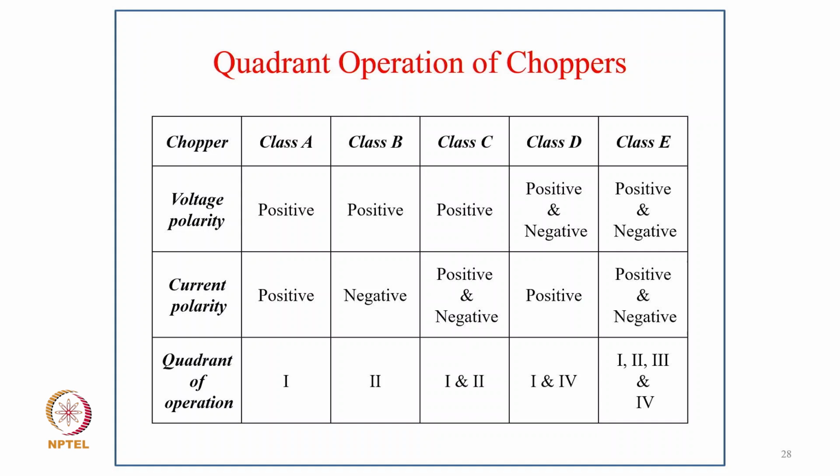Now coming to quadrant operation, as we call it. In class A, you have only positive voltage and positive current. In class B, you have positive voltage and negative current. In class C, you can have positive voltage and current can be positive or negative. So you can have 2-quadrant, first and second, similarly as what was discussed. Class D has positive and negative voltage, but current will be positive, so you can have first and fourth quadrant. And class E chopper can operate in different ways, with positive voltage, negative voltage, and positive or negative current. So you can have all 4 quadrant operation, quadrants 1, 2, 3, 4, with the class E chopper.